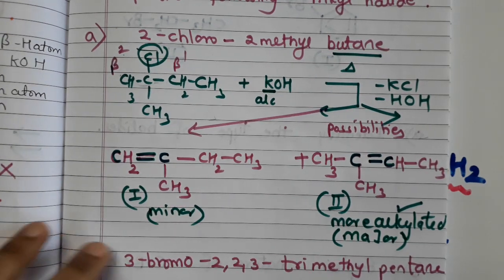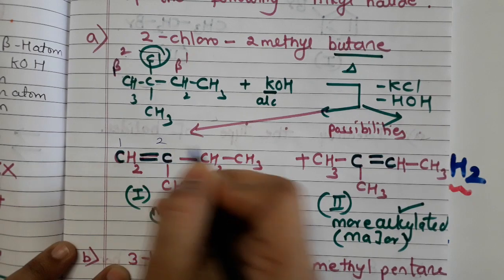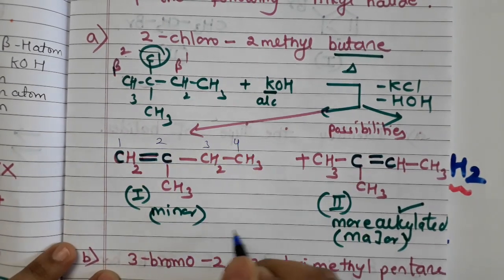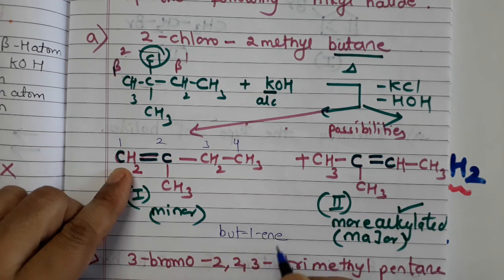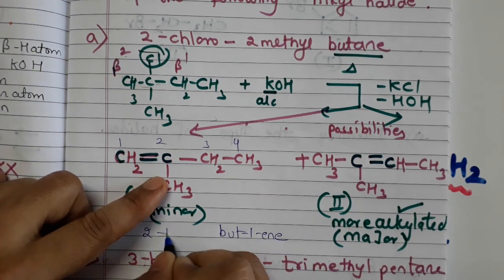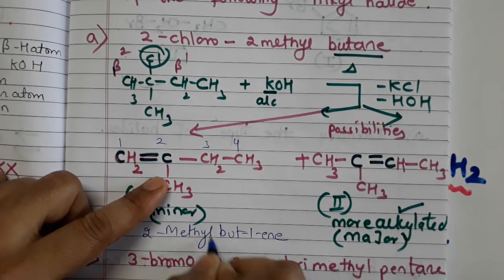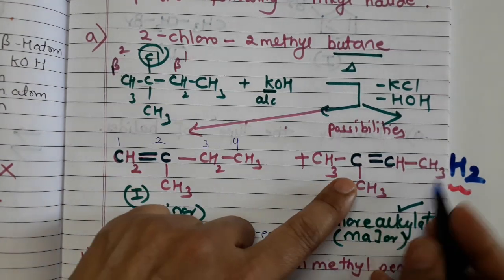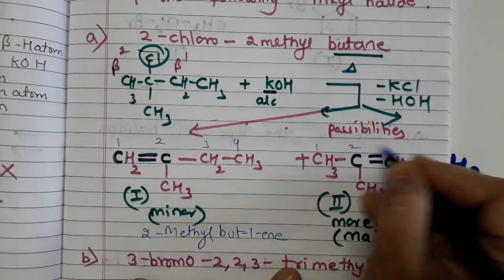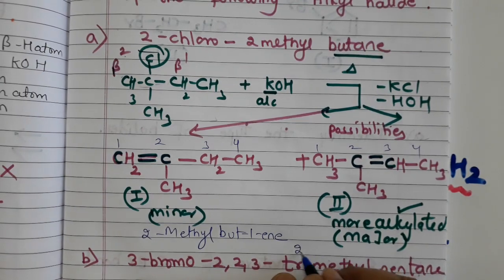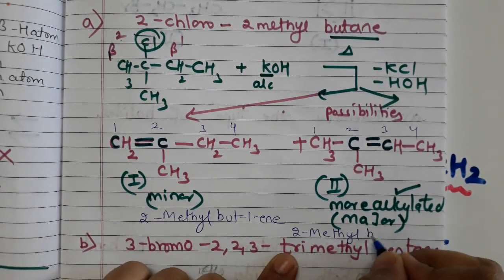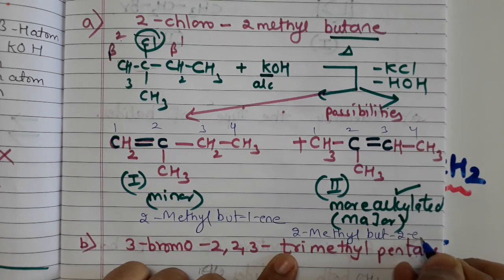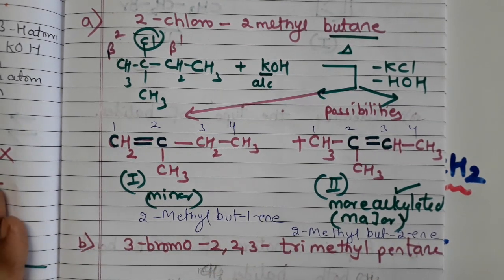Now we can write the name also. So it is 1, 2, 3, 4, so it is but-1-ene, and we will write 2-methylbut-1-ene. And what would be the name of this compound? The name would be 2-methylbut-2-ene. All right.